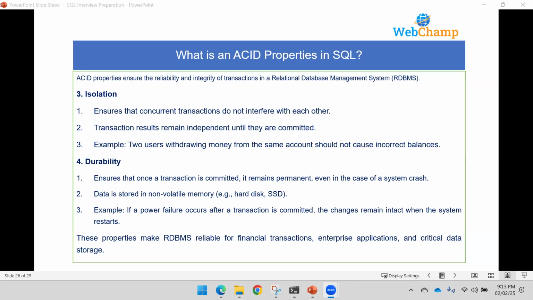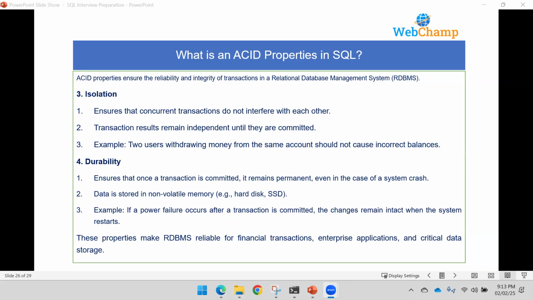Next is durability. It ensures that once a transaction is committed, it remains permanent. Even in case of system crashes, the transaction should not be lost. Data is stored in non-volatile memory, for example hard disk or SSD, whatever the storage system is. If a power failure occurs after a transaction is committed, the changes remain intact when the system restarts.